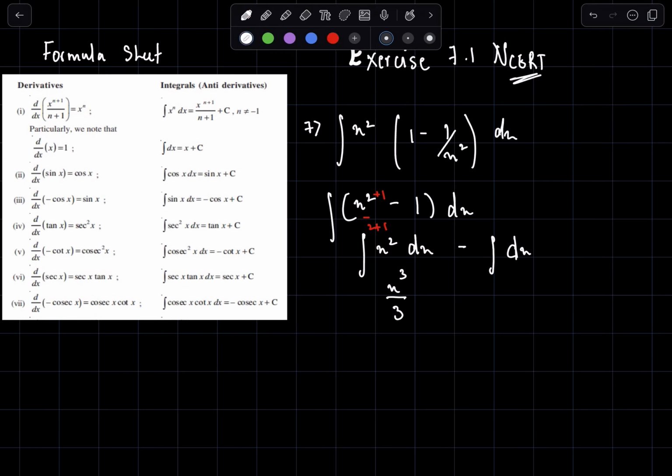Now, minus integral of dx is x. Now, each of these have their own constant, and they all add up to c. Correct? So we got that in check. Now, next question.